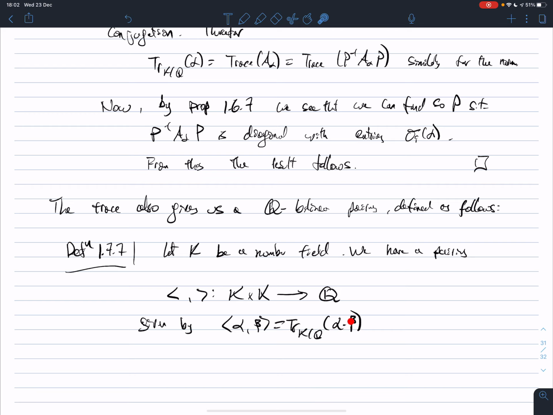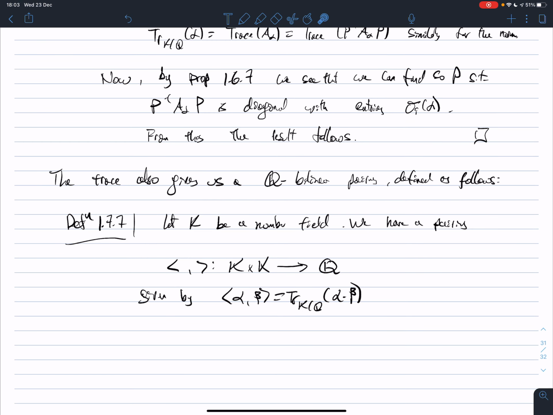Remember that this isn't a trace of alpha times a trace of beta, because trace is only linear with respect to addition, not with multiplication. So this is actually something different. And let me just remind you what a Q bilinear pairing is. If I had A plus B and C, this is the same thing as AC plus BC, and then you can pull out factors of Q from it.